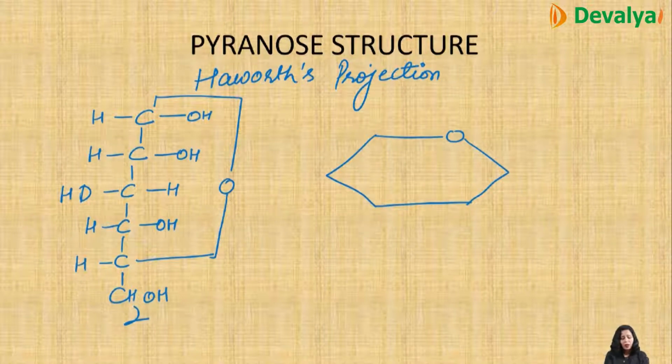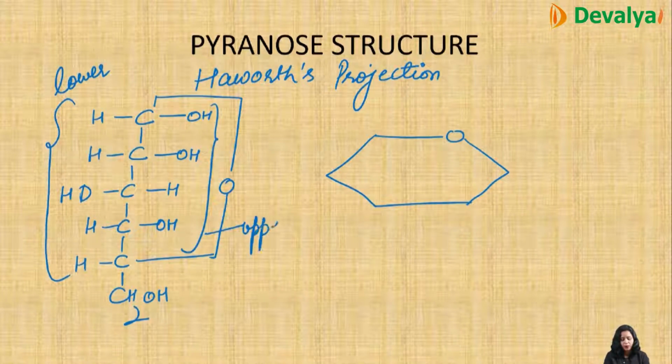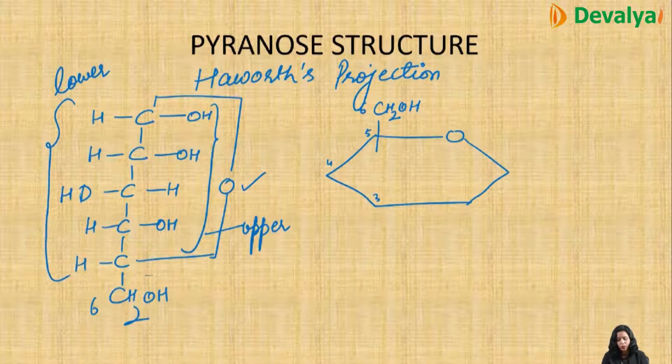Now in this, whatever is written here, that will be on the lower side, and whatever is written here, that will be on the upper side. Oxygen will always be at the upper right hand carbon. This is this oxygen. Now we'll start with 6. This is the 6 carbon, it will always be here. So this is your 6, 5, 4, 3, 2, 1. So the 6 carbon is here.